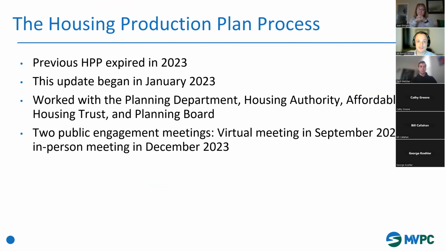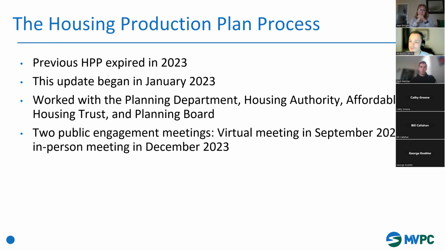So what exactly is the housing production plan process? As I mentioned, this is a 5-year plan. The reason we have started them now is because the last time these were produced was in 2018, and so they were expiring throughout 2023. This update began roughly around January of last year. NVPC, in partnership with the Planning Department, the Housing Authority, the Housing Trust, and the Planning Board, have all been looking at this and working on creating the data analysis that's important to then craft some strategies for the community.